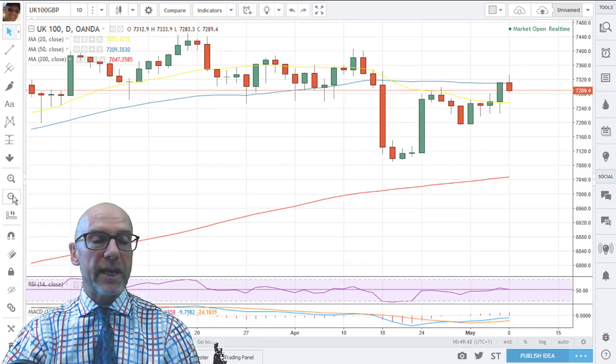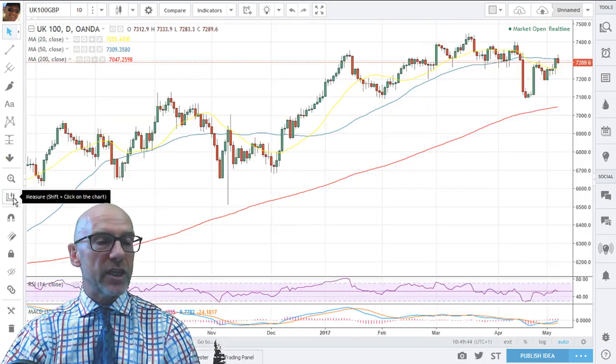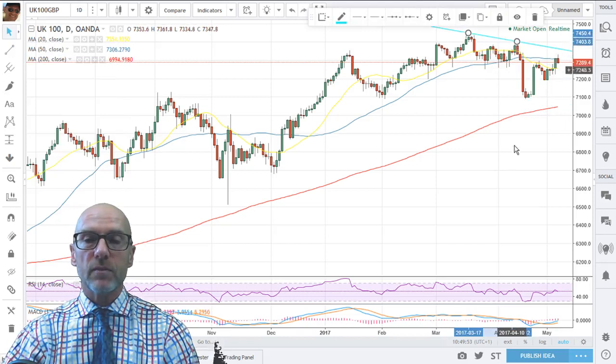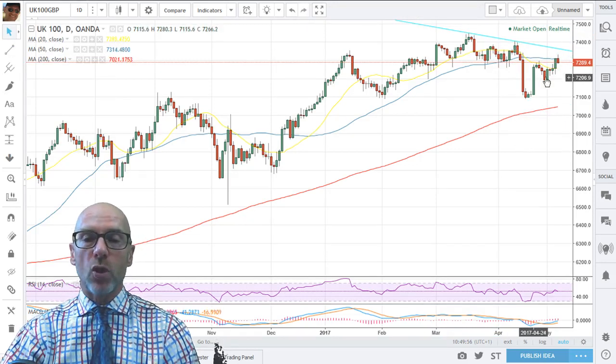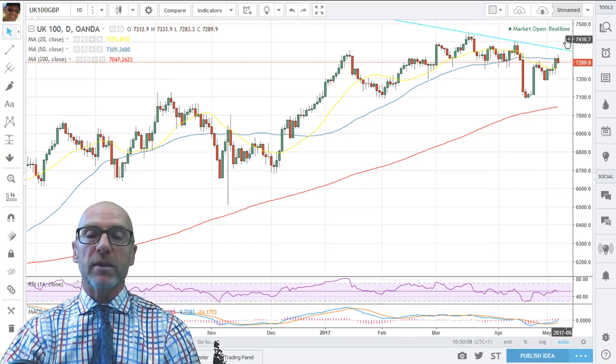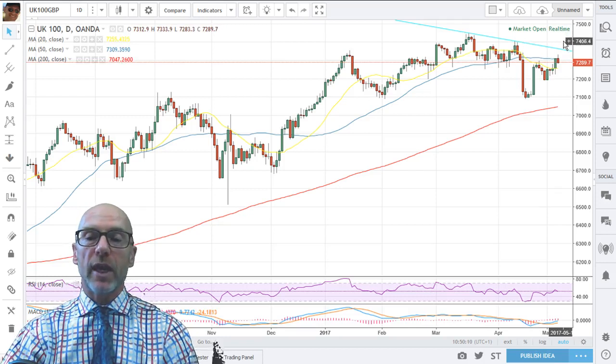If I pan out, you can actually see, I'll draw it on there now, there is actually a slight downtrend just here that needs to be broken as well. So not only do we need to hold above the 50, we do need to break this downtrend, break that resistance point, and then hopefully we'll push on up to new high ground.